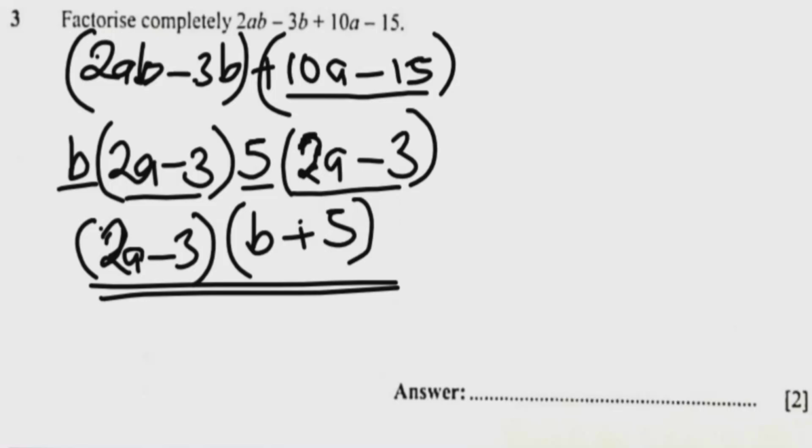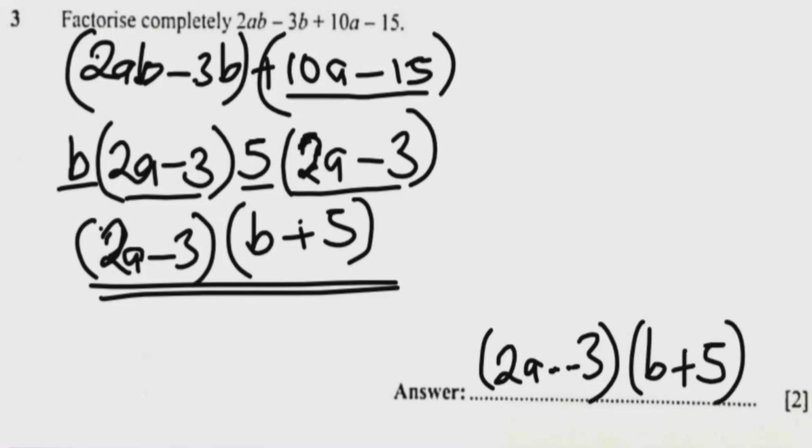So we can come here where it's written answers. We can write open bracket 2a minus 3, close bracket, open bracket b plus 5, like that.